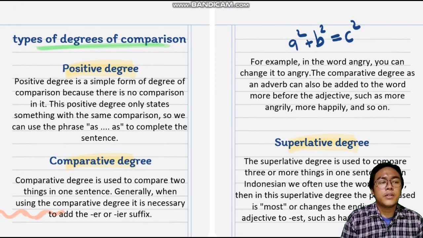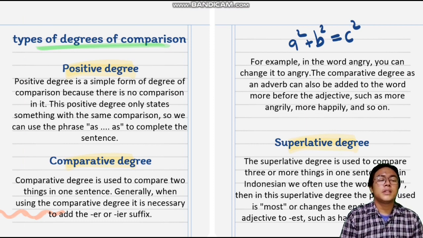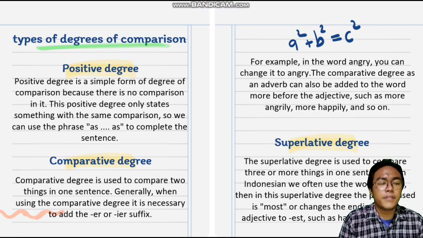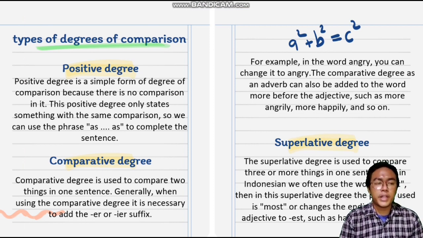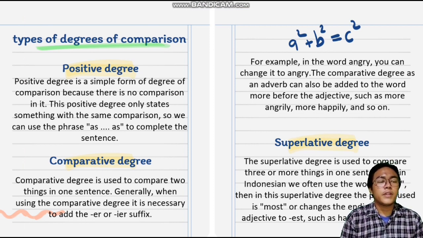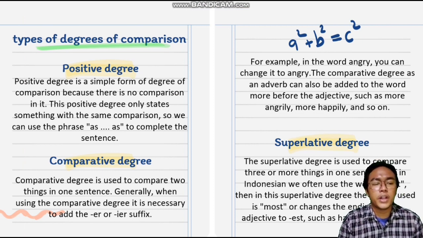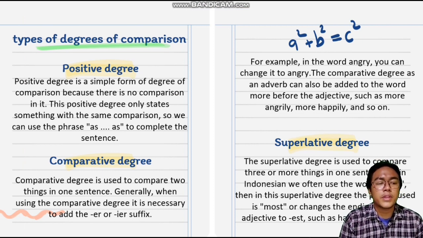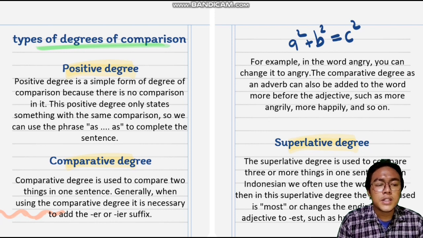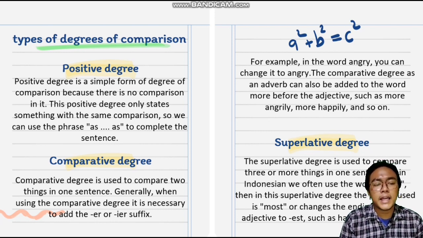Okay, in here we're gonna check the types of degree of comparison. The first is a positive degree. The positive degree is a simple form of degree of comparison because there is no comparison in it. This positive degree only states something with the same comparison. So we can use the phrase as... as to complete the sentences.